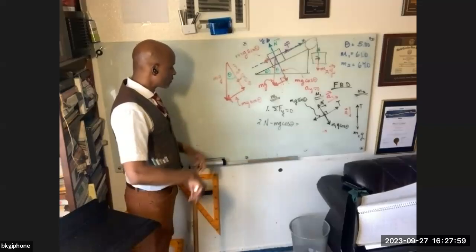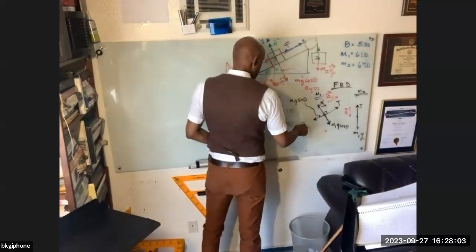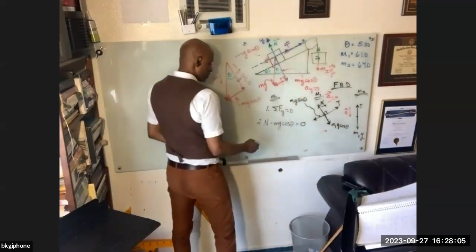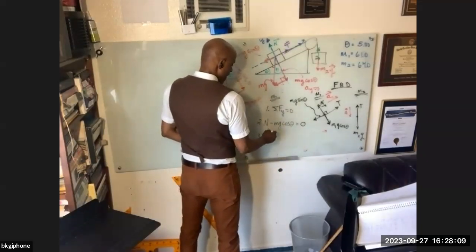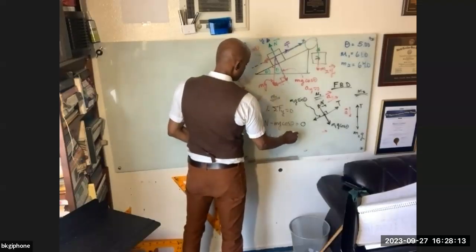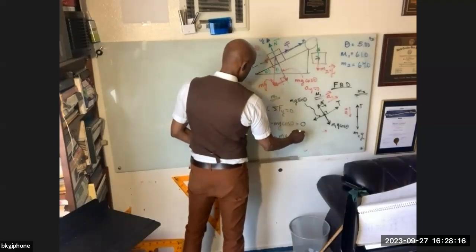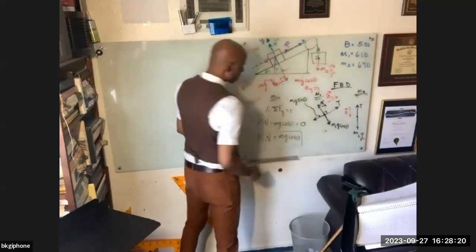So that equals 0. Now look at what it's showing you. It's showing that the normal force has changed. Whereas before the normal force was just equal to mg, now the normal force is a component of mg. It's only a fraction of mg. What fraction? The cosine of the angle of the plane.